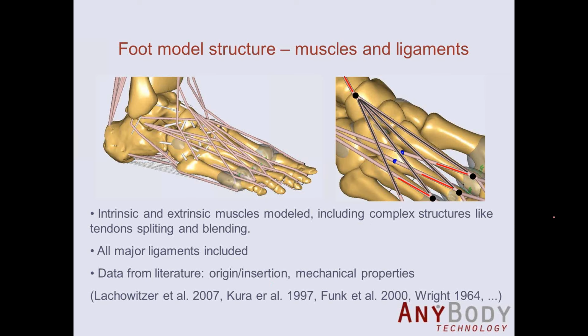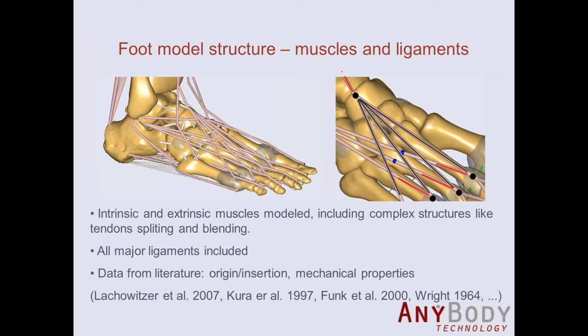This muscle structure is including some very complex muscle structures like splitting and blending tendons. A good example is the muscle you can see on the right picture. This is extensor digitorum longus together with extensor digitorum brevis.